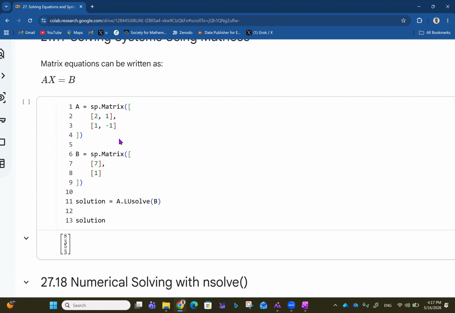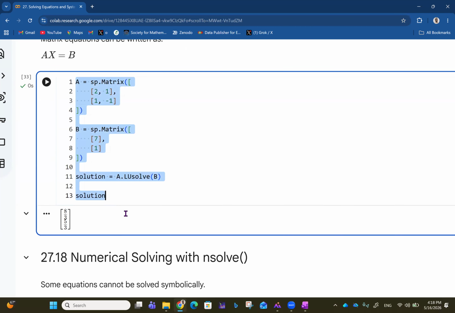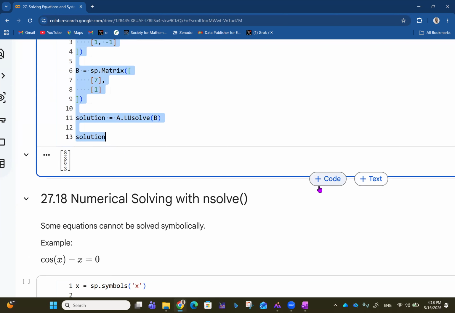So coming here now, you have 2, 1, 1, 1, minus 1, and then you have 7. So it's more like you have 2x plus y equals 7, and then x minus y equals 1. And then you set up the matrix like this. A is sp.Matrix 2, 1, 1, minus 1, and then you have B, which is the right-hand side, the solution side. And if you solve that, you get 8 over 3, 5 over 3. So I'm just going to copy this now and do it for that system we did the other time.